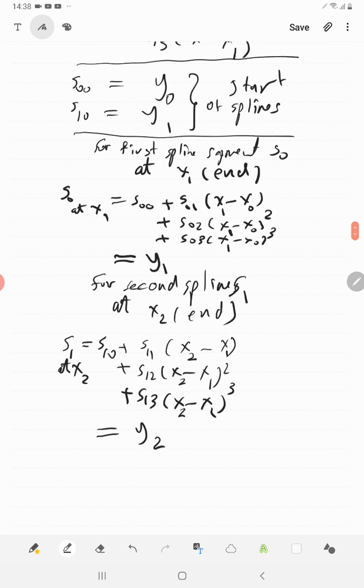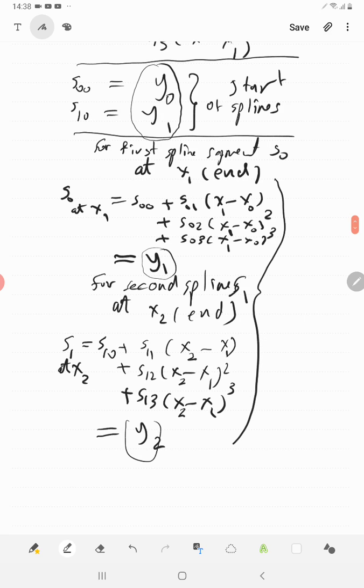Okay? So for the start of the splines, we had y0 and y1. At the end of the spline, we have y1 and y2. So this is the start, and this is the end of the splines. We had two equations for the start of the splines, and two equations for the end of the splines. So we have four equations.